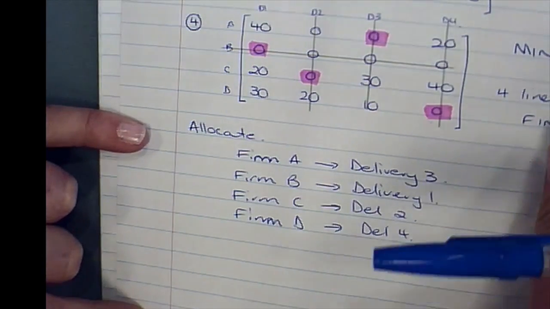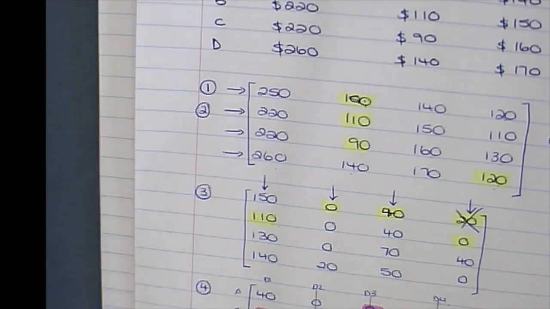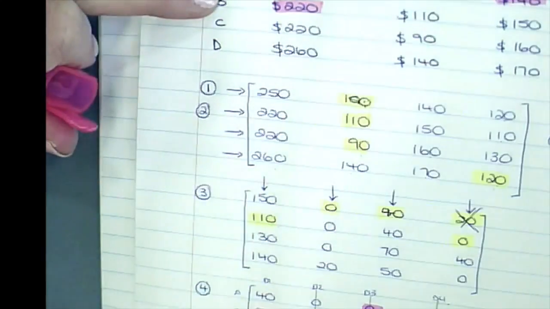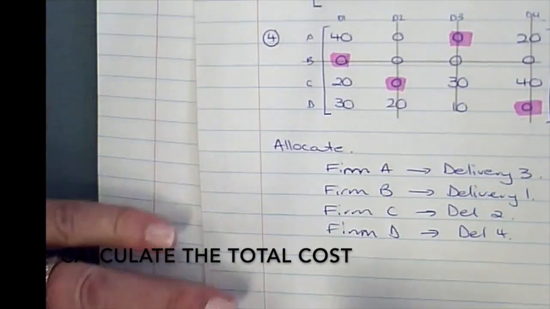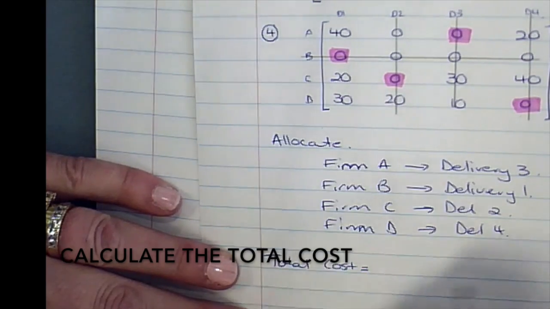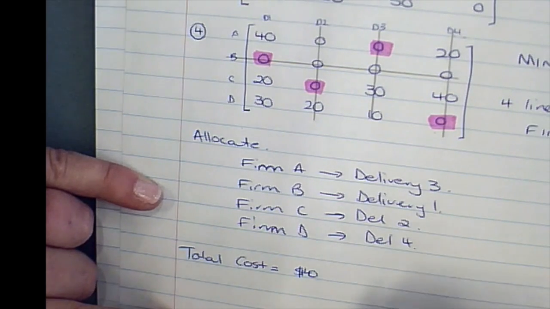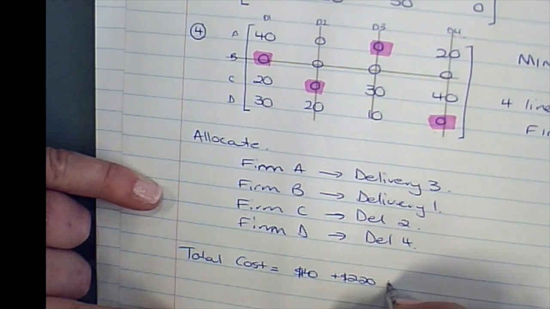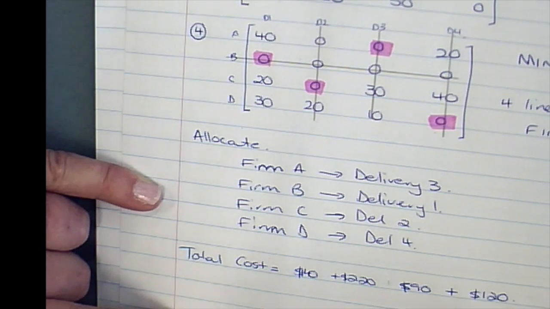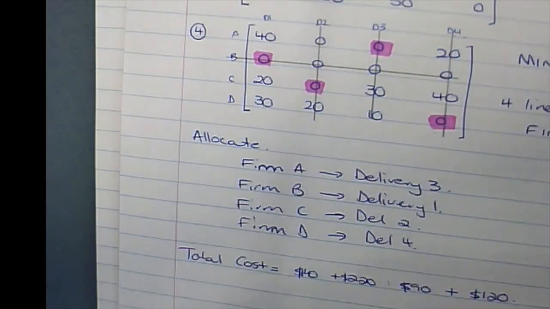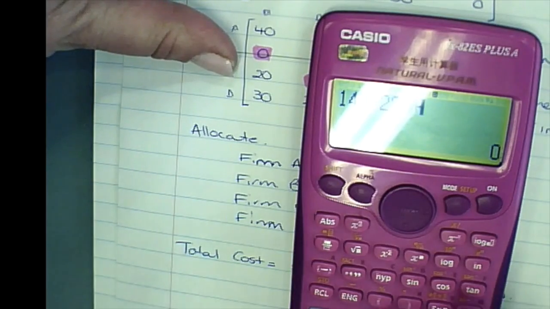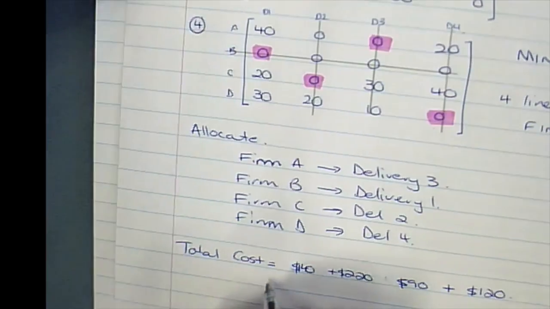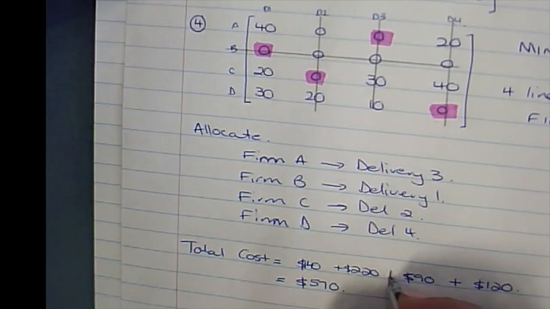Now the cost of that, if we go back up to the beginning here, the ones that have been allocated is A got 3, B got 1, C got 2, and D got 4. So my total cost will be 140, that's A doing 3, plus 220, plus 90, plus 120. And if we add all of those up, the total cost is $570, which is the minimum cost to complete the job.